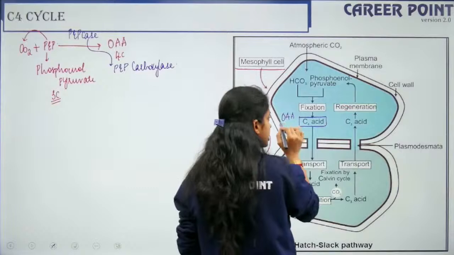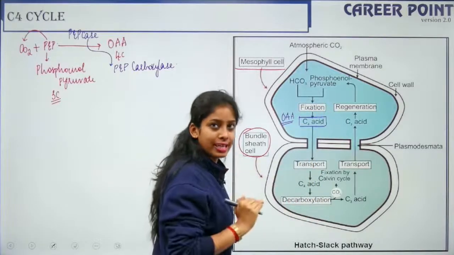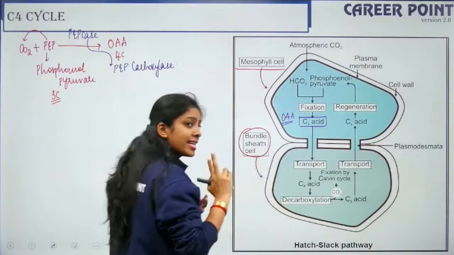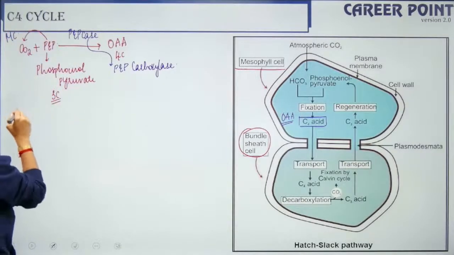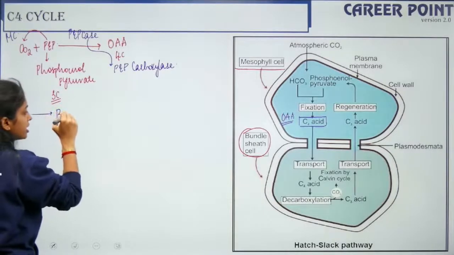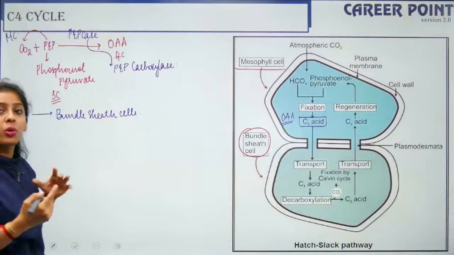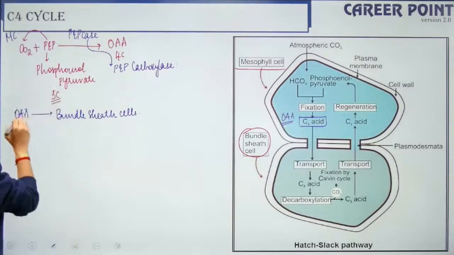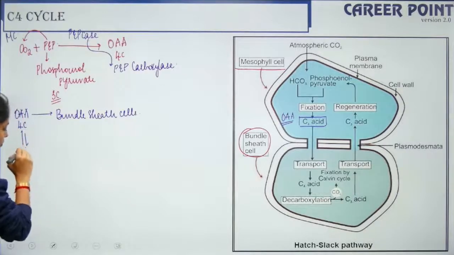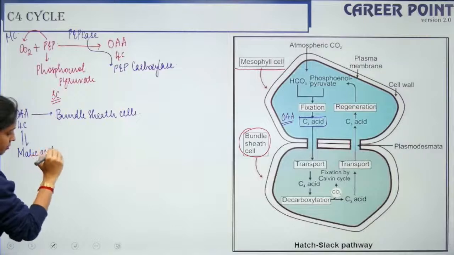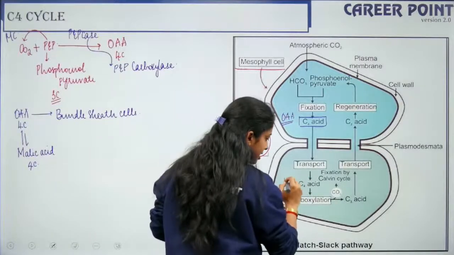Okay. So this oxaloacetic acid, which is the first stable compound, now moves inside the inner layer, that is the bundle sheath layer. So far this was happening in the mesophyll cell. Now this oxaloacetic acid travels to the bundle sheath cells, and it changes into another 4-carbon compound, that is malic acid. So this malic acid is again a 4-carbon compound. This C4 acid is the malic acid.